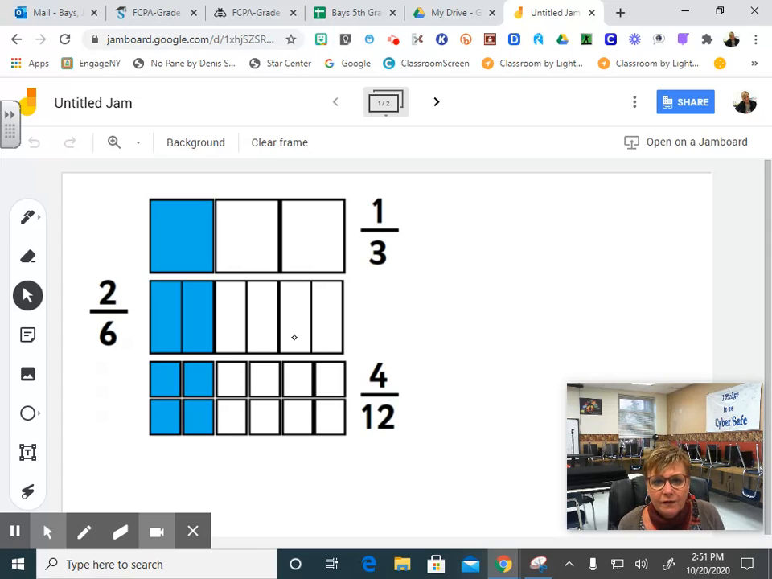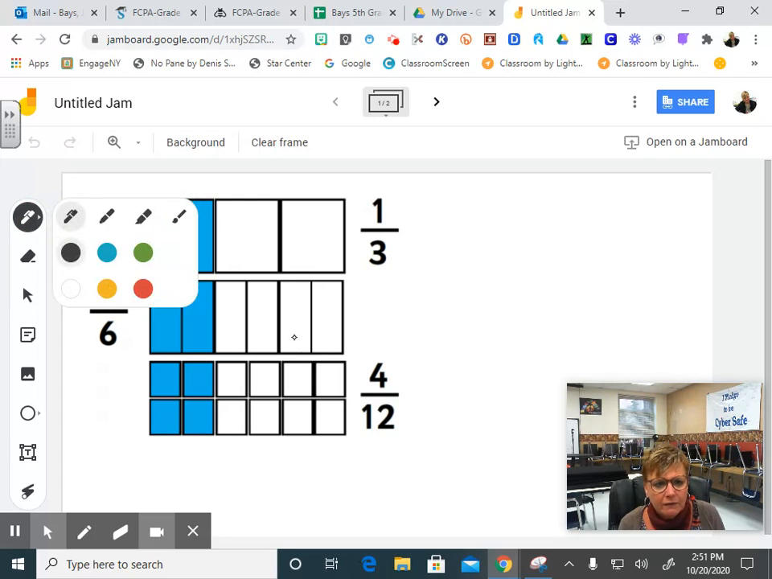And 1/3 is just one whole thing cut into 3 pieces, and we're choosing one piece. That's what the fraction means. You learned all about that in probably even second, third, and fourth grade. So we're going to review equivalent fractions.